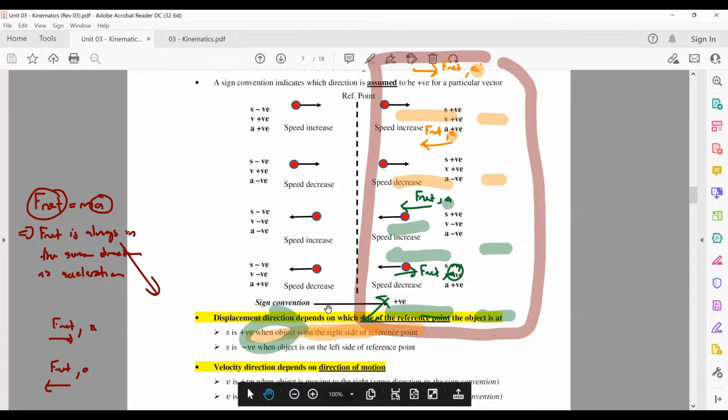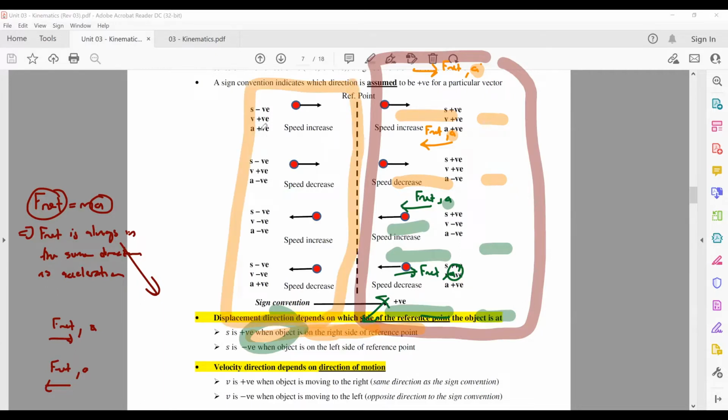Now, if you try to apply the same analysis to the left side here, you will eventually come back to the same conclusion that acceleration is positive, negative, negative, positive here. All you need to do is work out the direction of your acceleration. If speed is increasing towards the left, sorry, towards the right, your acceleration is in this direction. If speed is decreasing towards the right, your acceleration is in this direction. Speed increasing towards the left, your acceleration is in this direction. Speed decreasing towards the left, the acceleration is in this direction. That's how you get the respective signs of your acceleration.